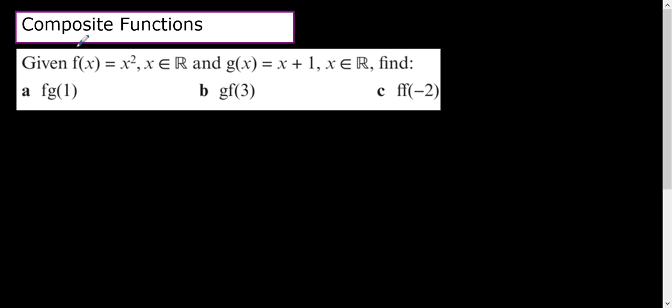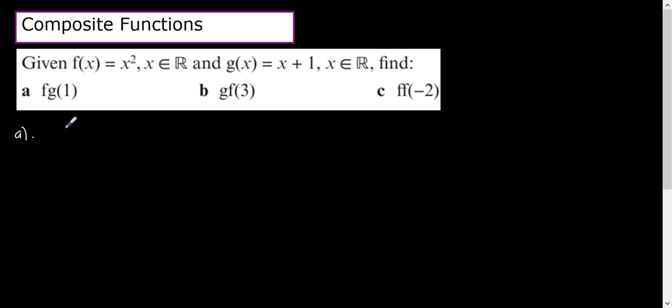So in this question, we're told that f of x equals x squared, where x is in the set of real numbers. That's the only thing we're told about the domain of x. It can be any real number. And then we've got g of x, our next function, which is x plus 1, and again, where x is in the set of real numbers. So again, that means that x can be any value that's a real number. We're asked to find fg of 1.